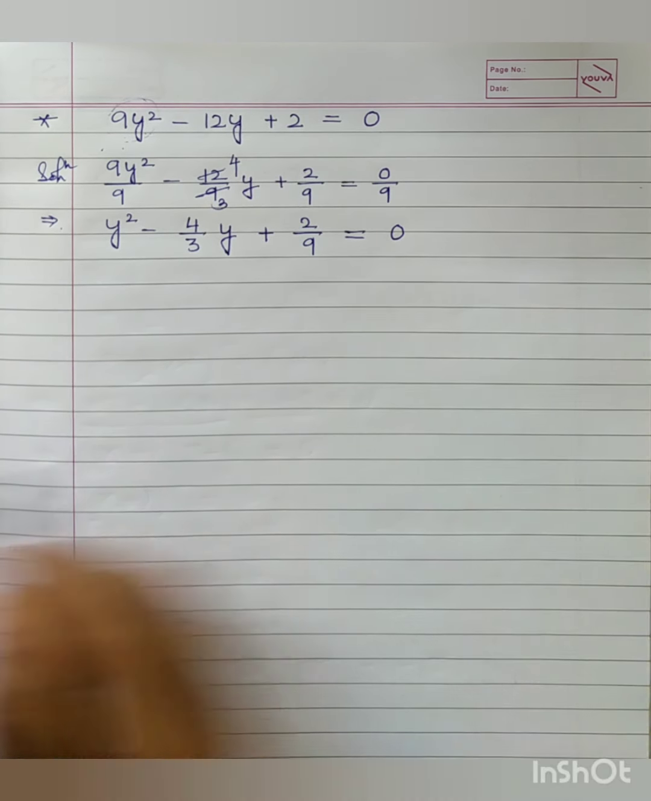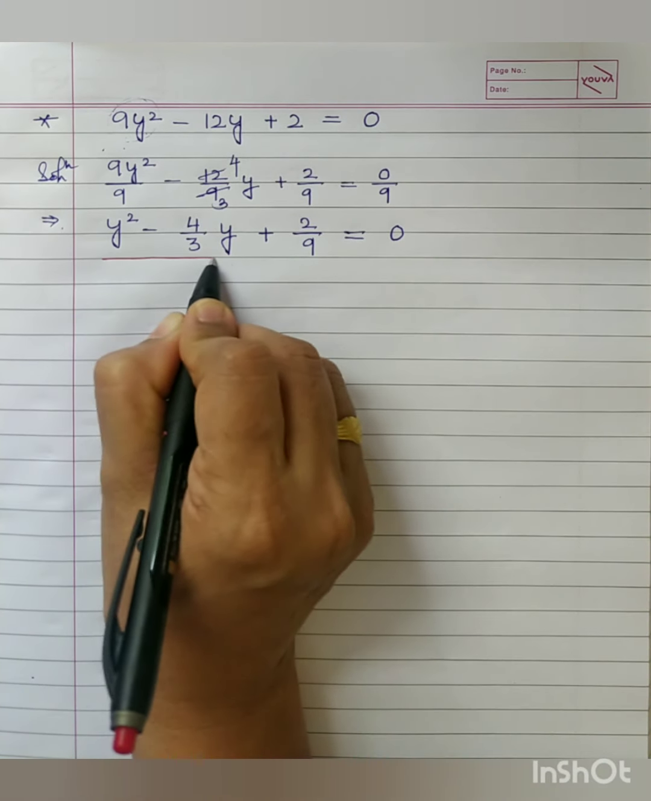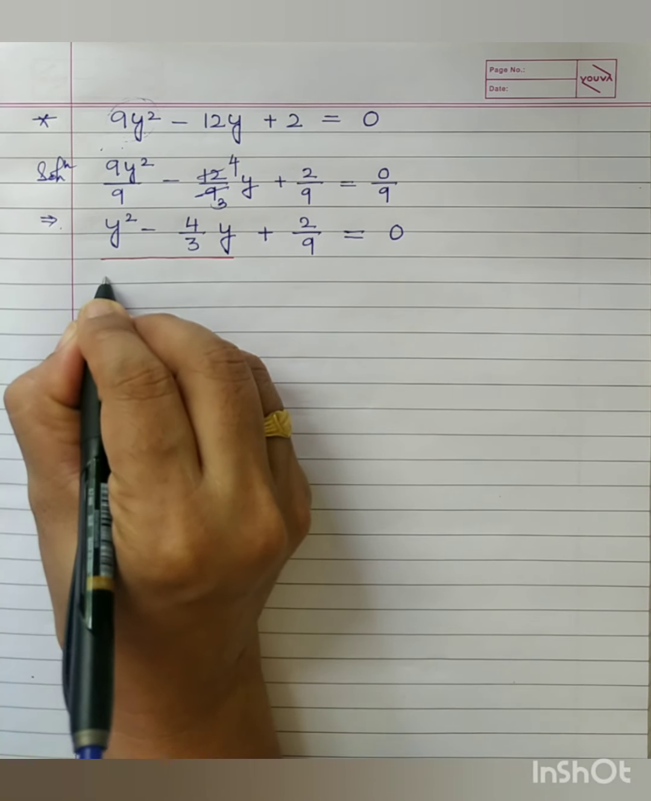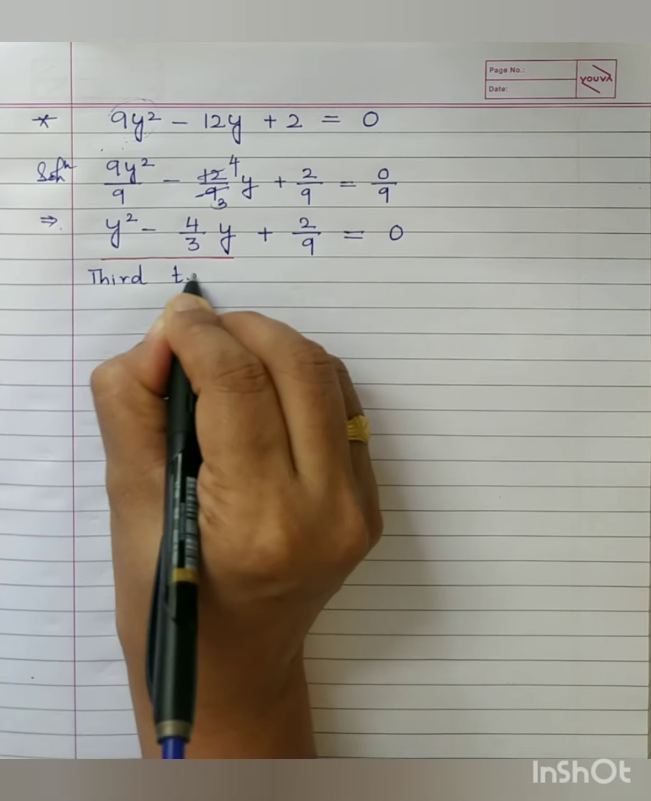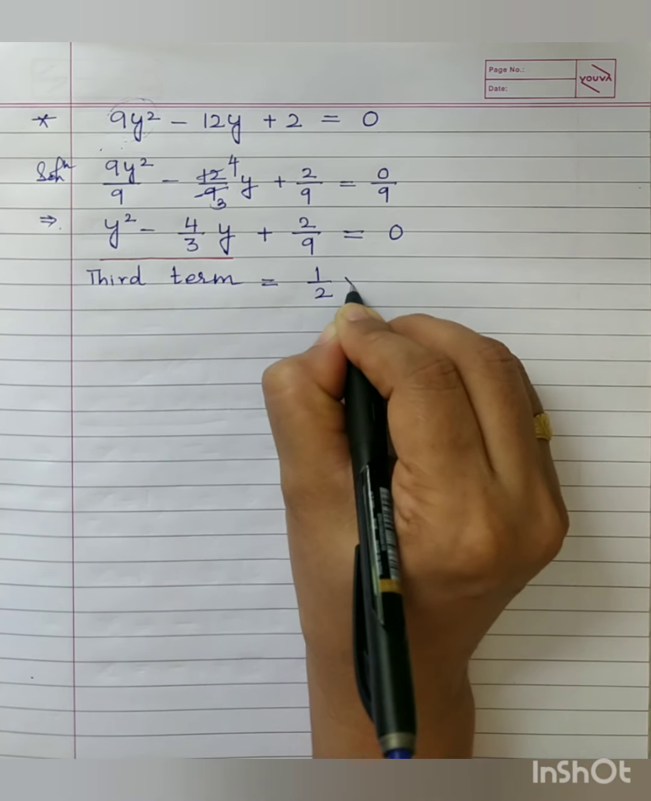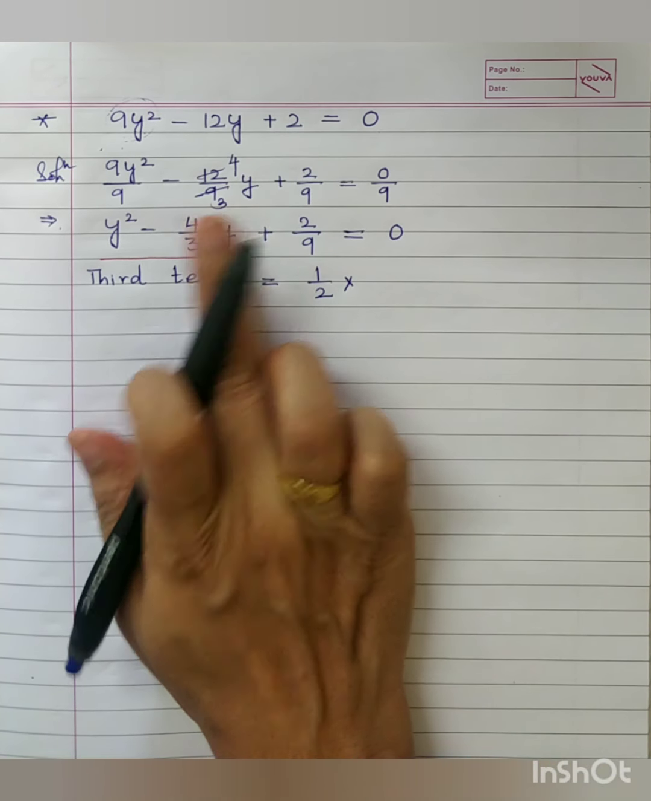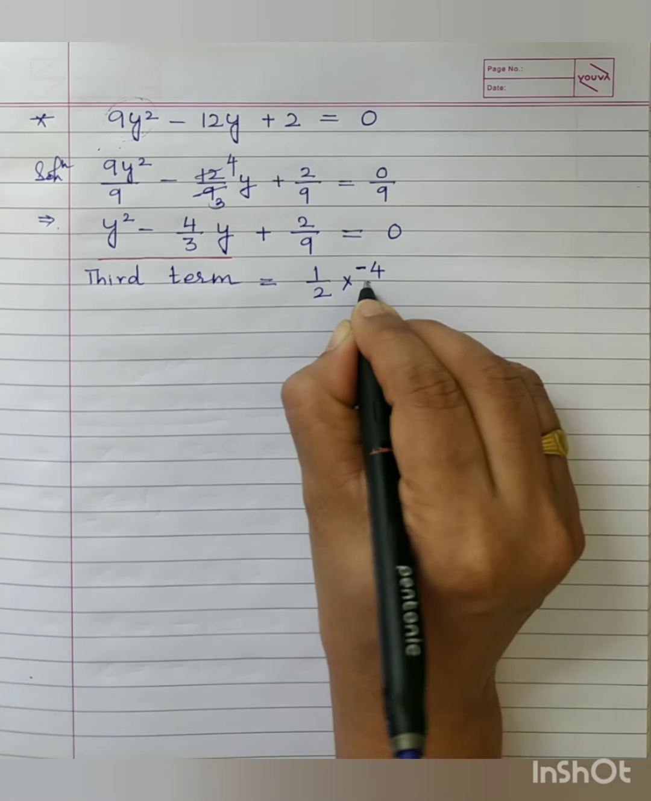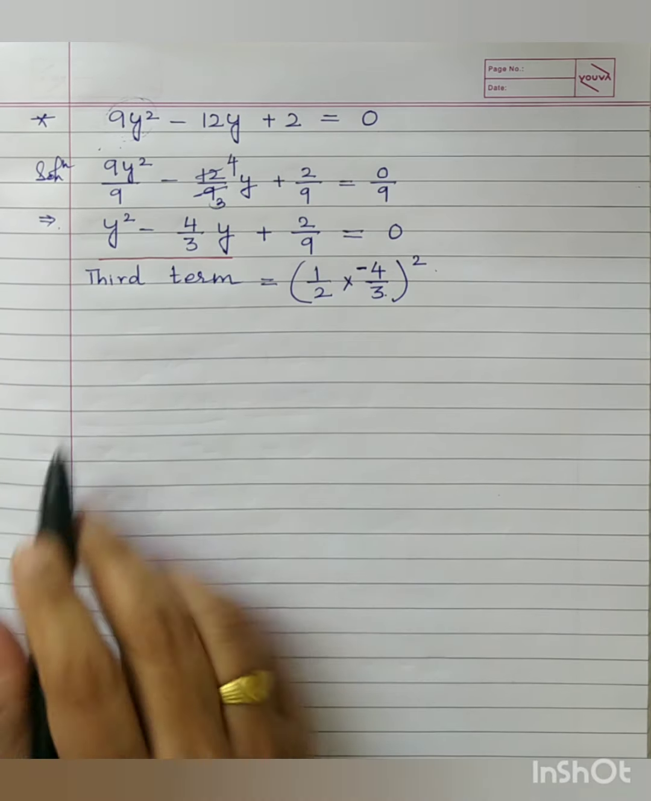First step is clear. Next, considering these first two terms as a perfect square trinomial, we need to find the third term. Third term, what formula did I give? Half into the coefficient of y. Hide y. What is left here? Minus 4 upon 3. Don't forget to take the sign, okay? Minus 4 upon 3, the whole square. This is our third term.